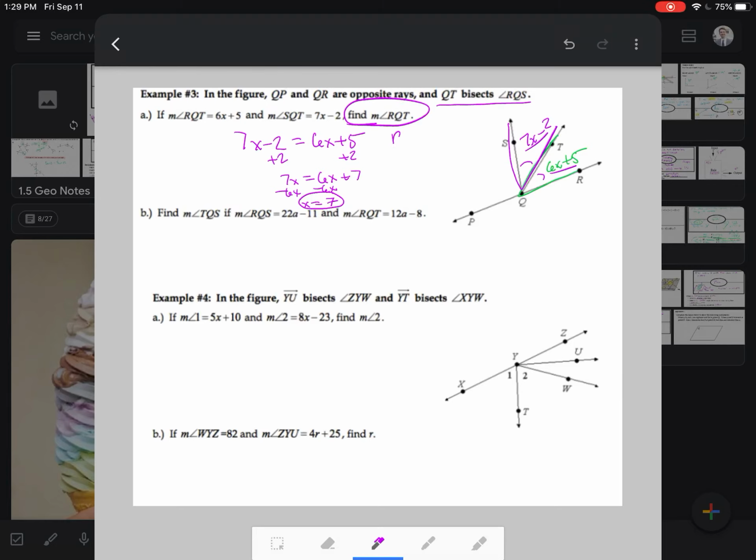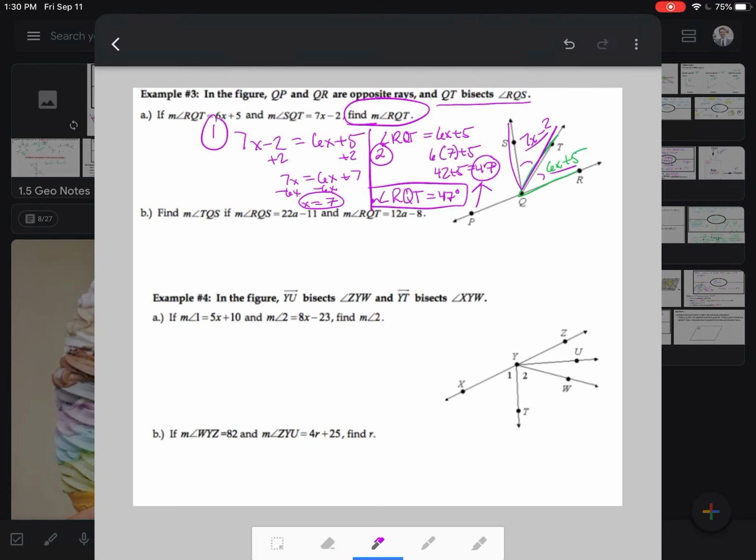Okay, so let's take RQT. They told us that that equals 6x plus 5. We know that x equals 7. So we have 42 plus 5 gets us 47. Is that reasonable? That's an acute angle measure, and if we take a look, angle RQT is acute, so that works for us. So our answer is right here. We had to do two things: first, we solve for x, and second, we plug in and find the measure of angle RQT. So to be very clear, the measure of angle RQT equals 47 degrees.